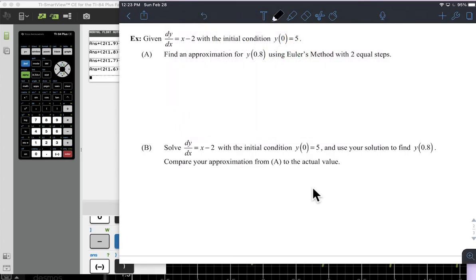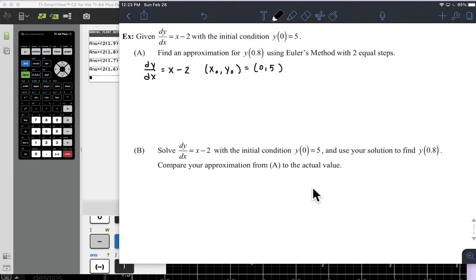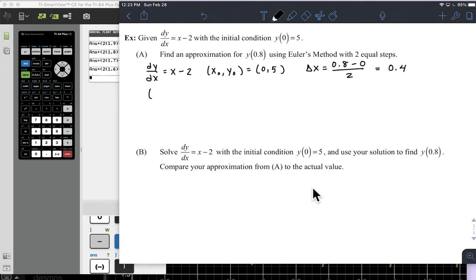Okay, so we know that our slope is dy/dx equals x minus 2. Our initial condition, our x naught, y naught, is going to be (0, 5). And then my delta x equals where I want to go, 0.8, minus where I'm starting, 0, over the number of steps. So that's going to give me 0.4. Okay, so I'm starting this at (0, 5), and I know I'm going to step through 0.4, and then I'm going to go to 0.8 using my delta x. I'm just going to set those up right away.